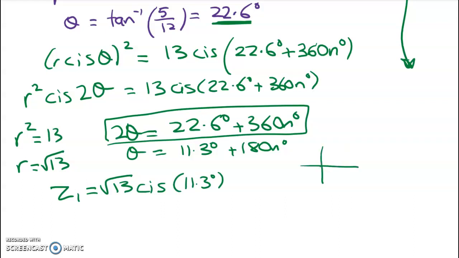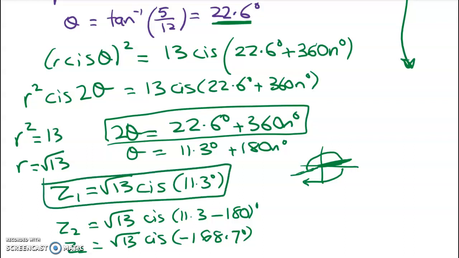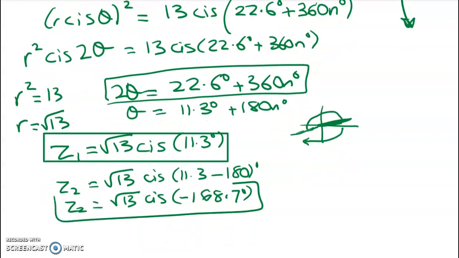Now just think about where that is. So that's a tiny wee angle there. If I do 180 around, I end up down here. So we want to write that angle as Z2 is equal to root 13 cis 11.3 minus 180 degrees. So that one is root 13 cis of negative 168.7 degrees. So that's Z2. Okay, so there's Z1 and there's Z2.